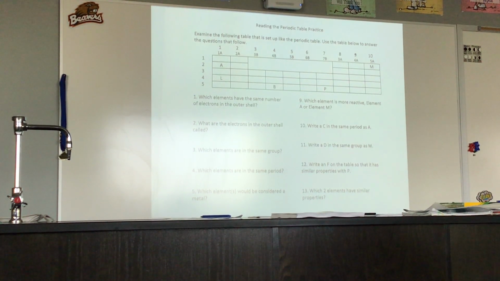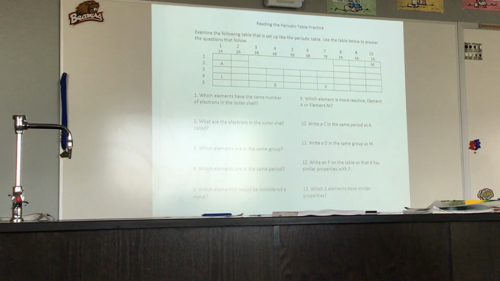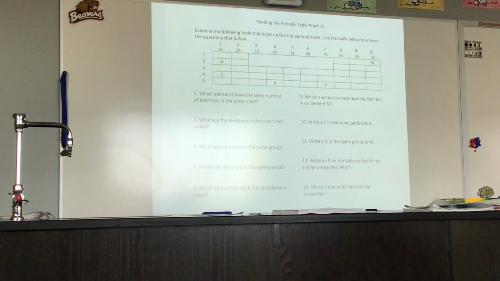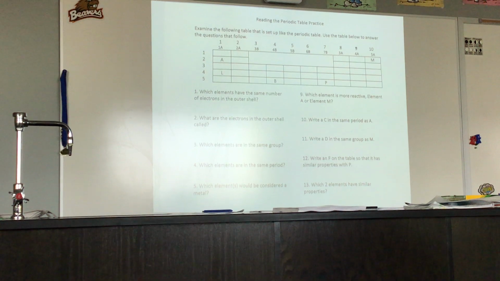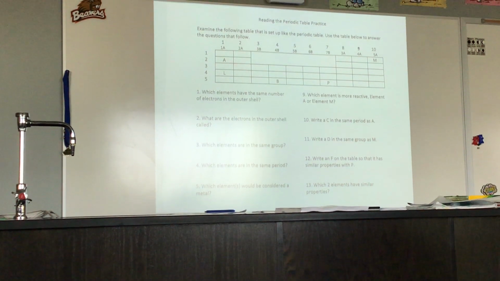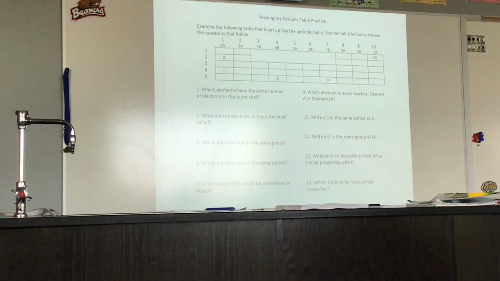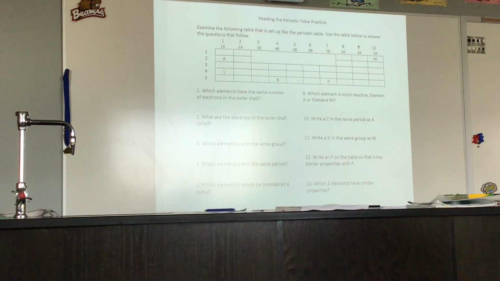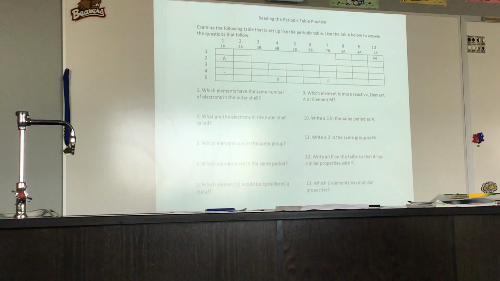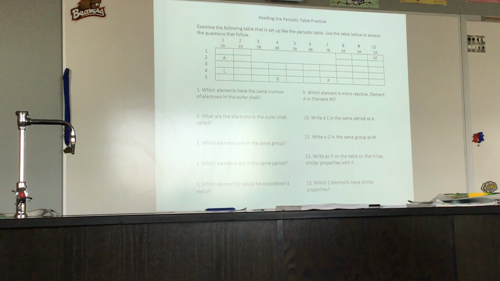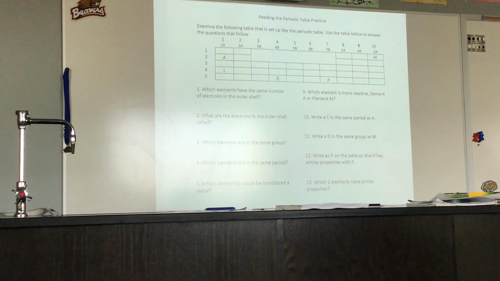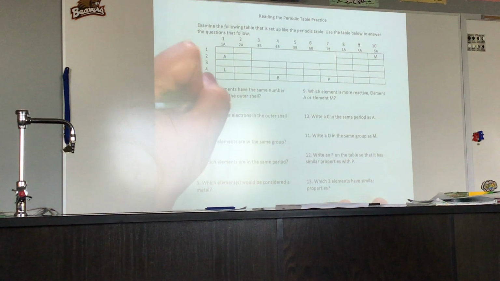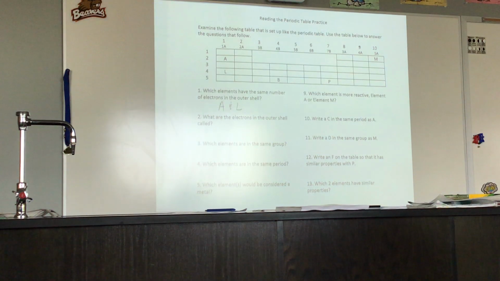All right? So our first question, which elements have the same number of electrons in the outer shell? Is that periods or groups? When we're looking at the number of electrons in the outer shell. Groups. That's groups. So what two letters here are in the same group? A and L. Good. So that's going to be your answer for number 1.